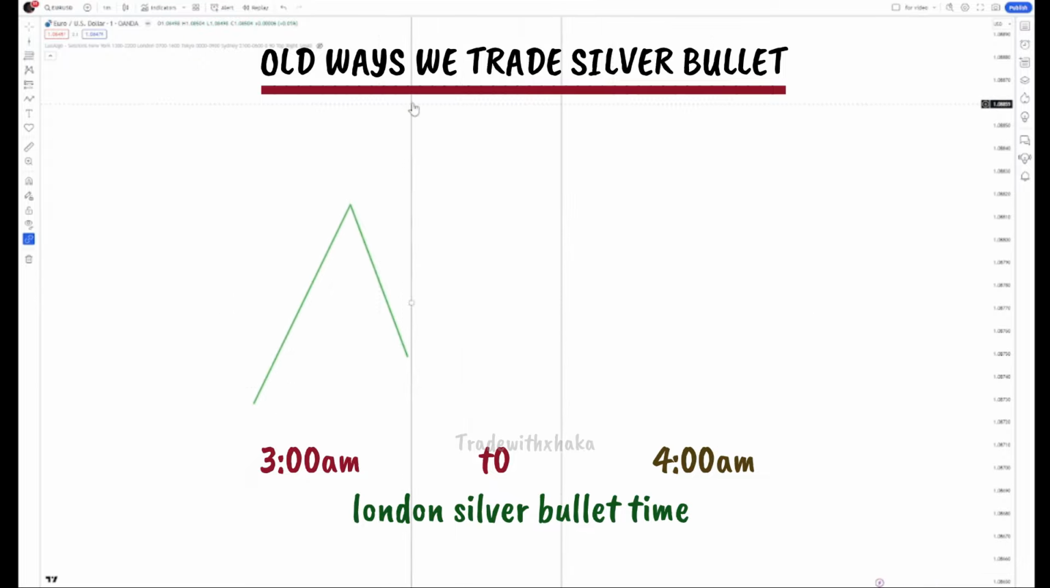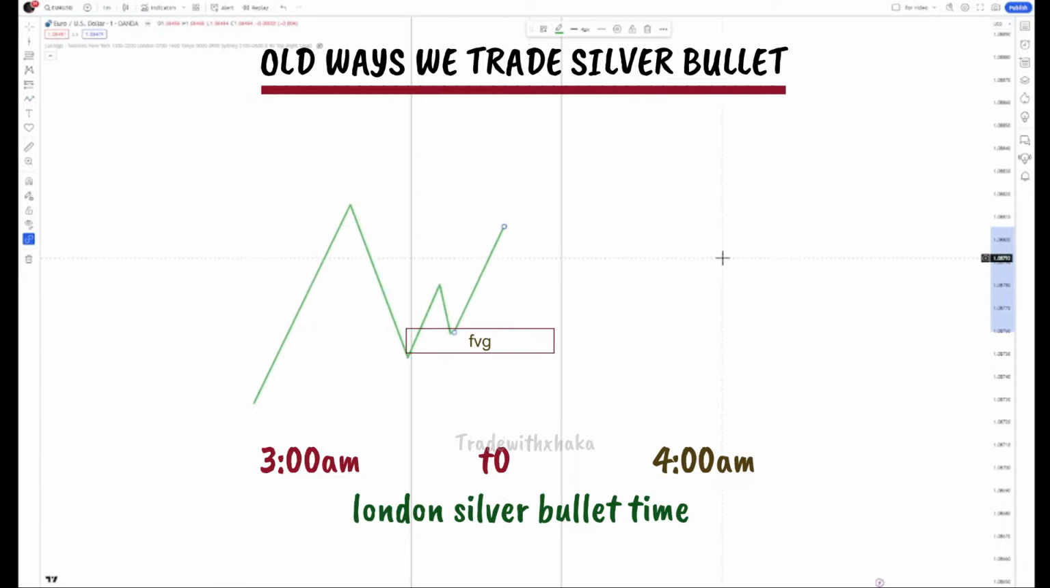Once we are in 3 o'clock a.m., we have entered silver bullet. What are we looking for? We move down to 1 minute time frame and look for fair value gap. Any fair value gap we find during this period, we enter our trade. That's how we trade old silver bullet.